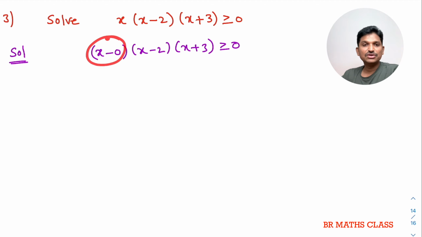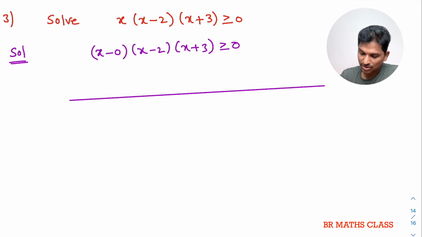You equate this to 0, you will get x equal to 0. You equate this to 0, you will get x equal to 2. You equate this to 0, you will get x equal to minus 3. Okay, what I'll do, I'll mark these things on the number line. Okay, first one is what? 0. 0 I'll get here somewhere.